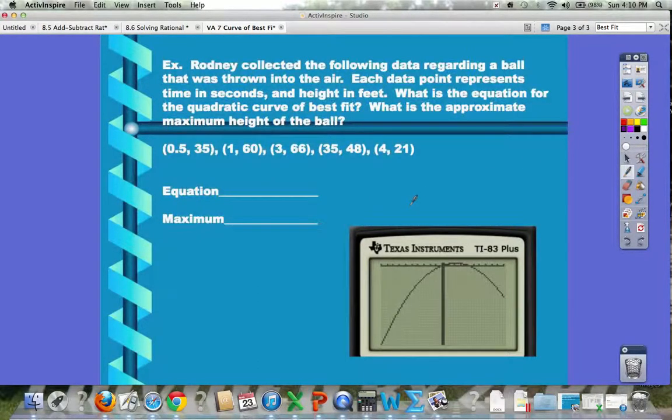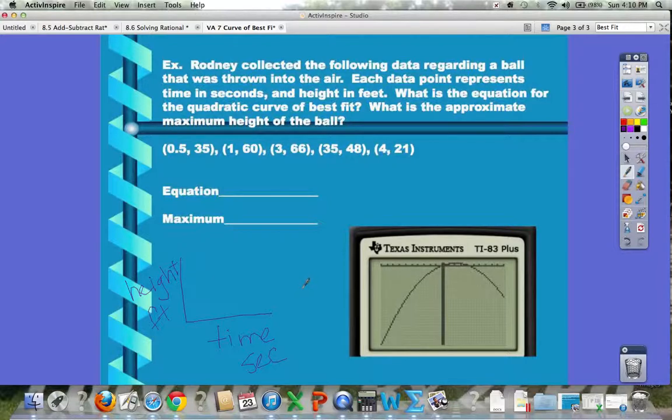All right, so it says Rodney collected the following data regarding a ball that was thrown in the air. Each data point represents time in seconds and height in feet. So we're talking about time and height. Time is going to go across here, if you were talking about your X and Y axis. This is going to be in seconds, and then this is going to be in feet. What is the equation for the curve of best fit? What is the approximate maximum height of the ball?